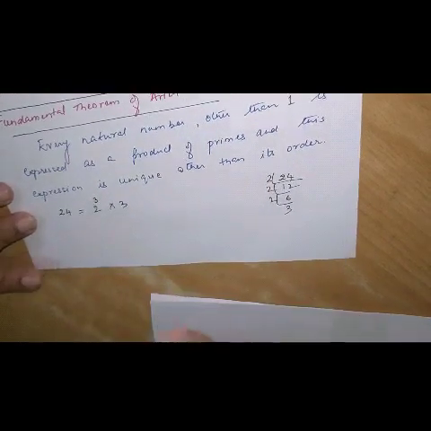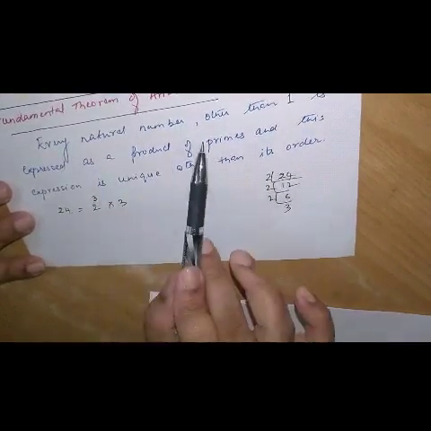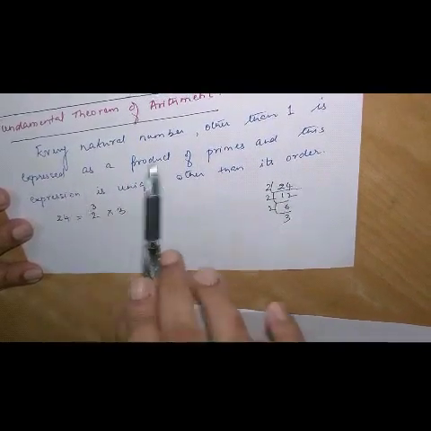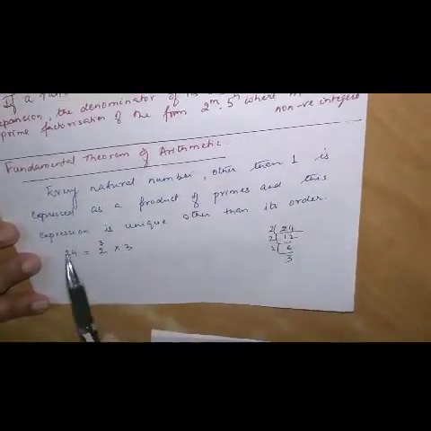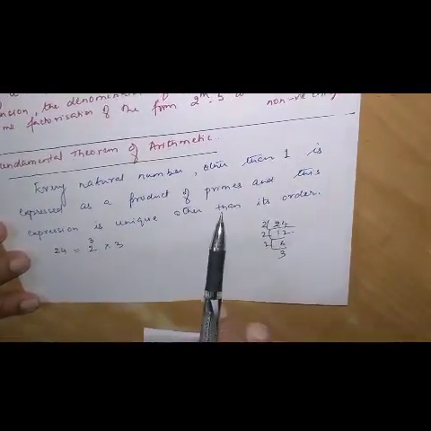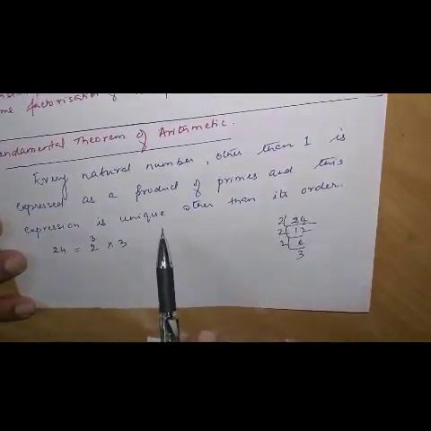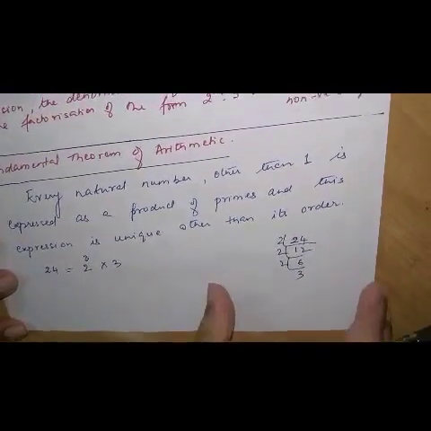That does not matter. So the fundamental theorem of arithmetic states, and this statement is important, you have to understand it and learn it: every natural number other than 1 is expressed as a product of primes, and this expression is unique other than its order.